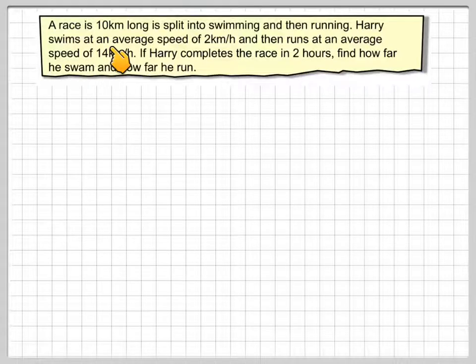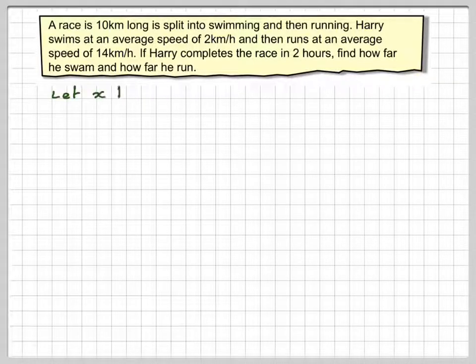A race is 10 kilometres long, split into swimming and then running. Harry swims at an average speed of 2 kilometres per hour and then runs at an average speed of 14 kilometres per hour. If Harry completes the race in 2 hours, find how far he swam and how far he ran.